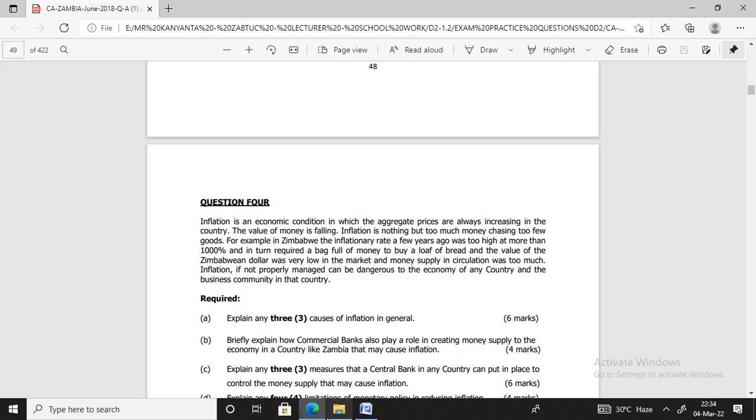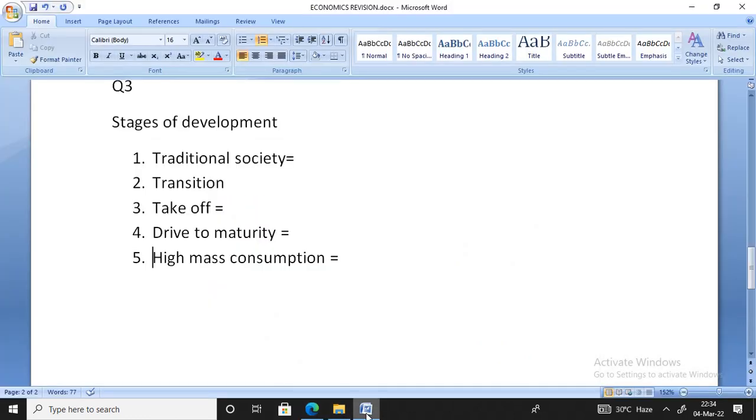Now let me go to our answer page and talk briefly about the causes of inflation. Causes of inflation. What causes inflation? Before I talk about the causes of inflation, I need to explain what inflation is. Inflation is the fall in the purchasing value of money. That's what inflation is. What causes inflation? What causes a fall in the purchasing power of money?